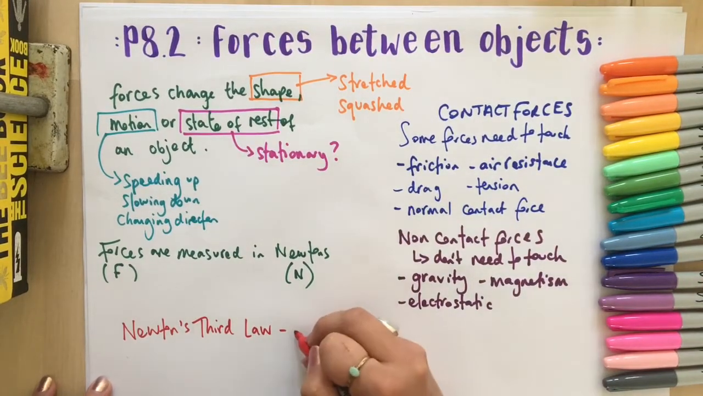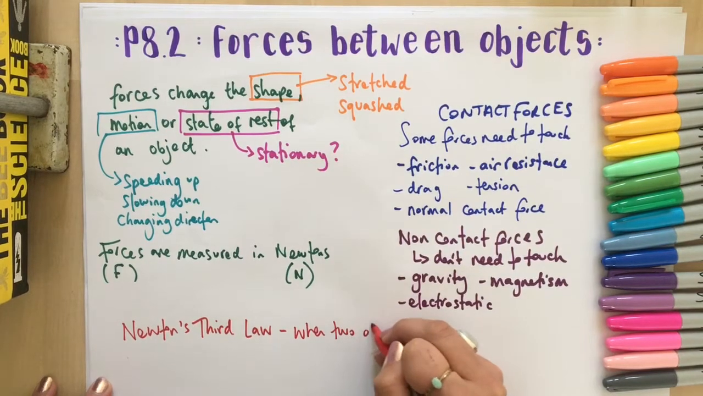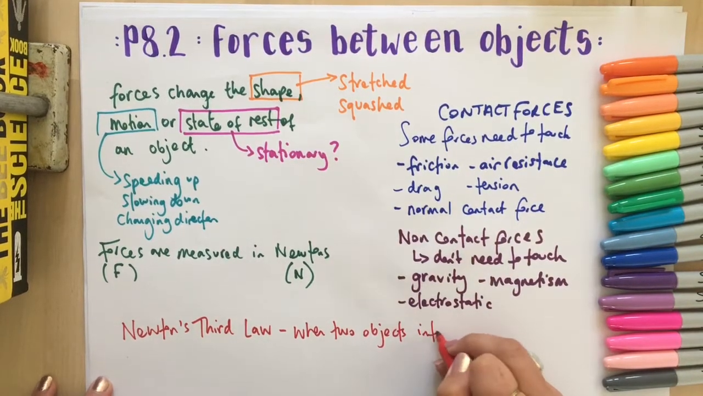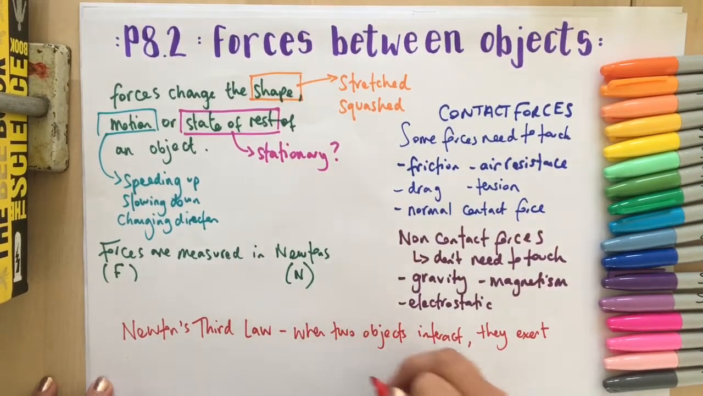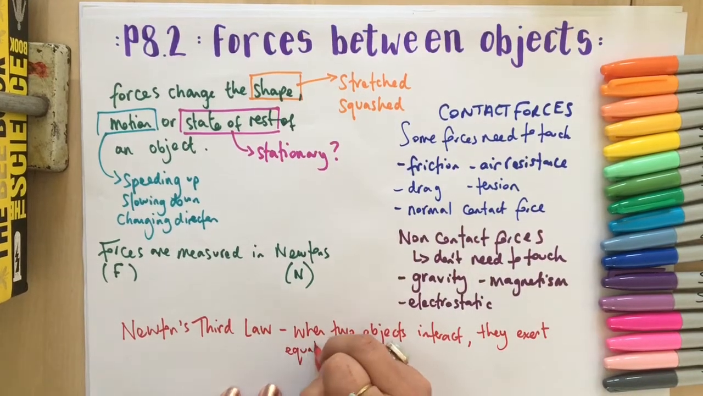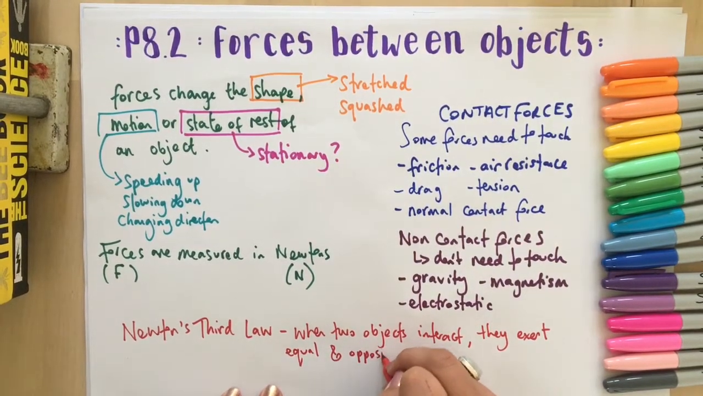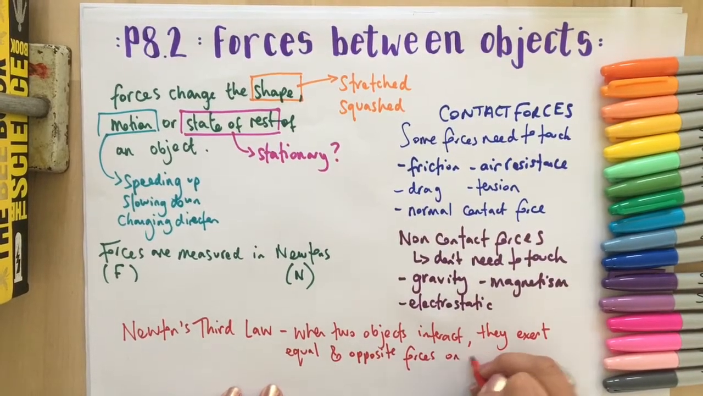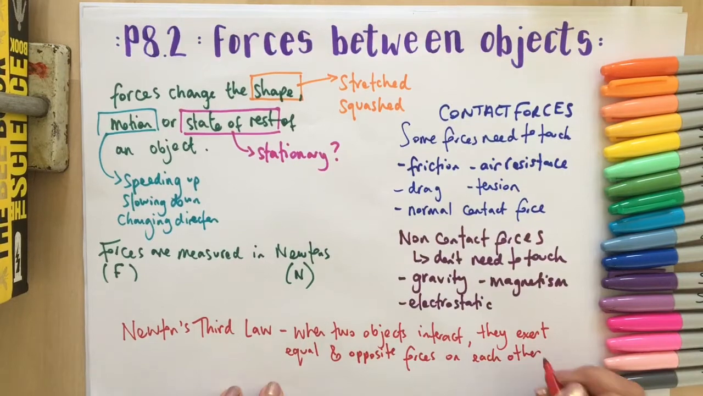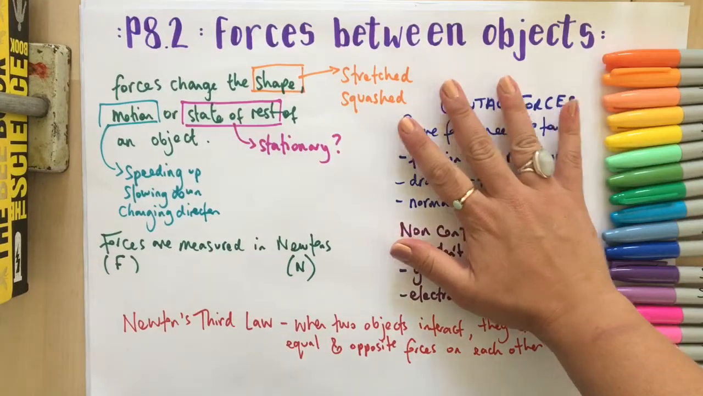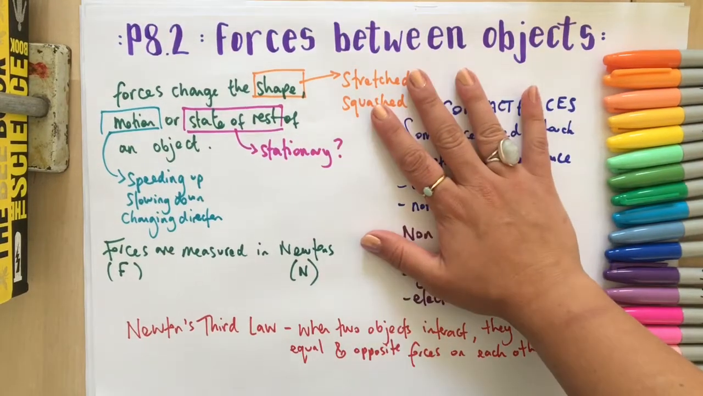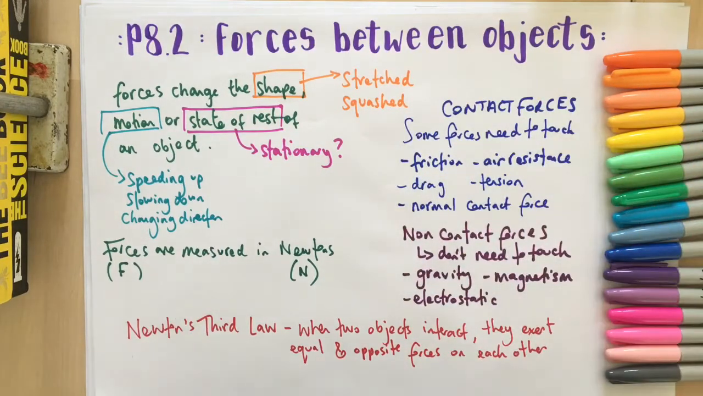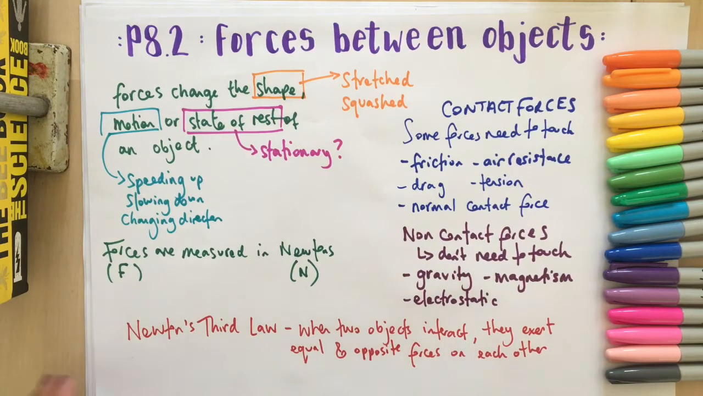And this is that when two objects interact, they exert equal and opposite forces on each other. So the example that I used was my hand hits the table. So my hand exerts a force on the table. We could say that that's a force going down, and so therefore the table exerts a force coming up, because then it is equal and it is opposite.